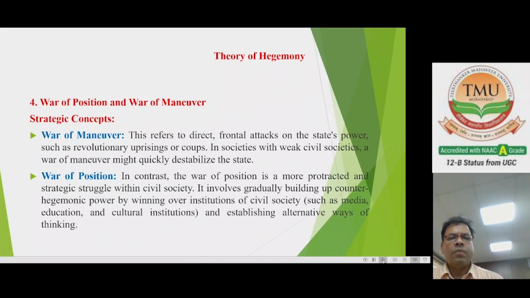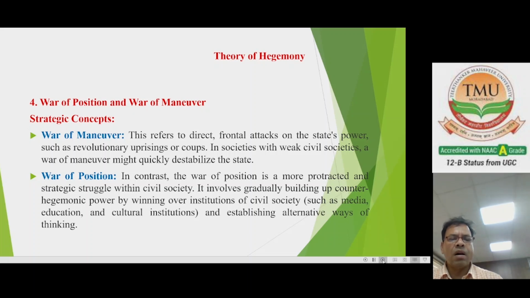Next, about the war of position and war of maneuver. Strategy concept: war of maneuver. This refers to direct frontal attacks on the state's power, such as revolutionary uprisings. In a society without a big civil society, a war of maneuver might quickly destabilize the state.